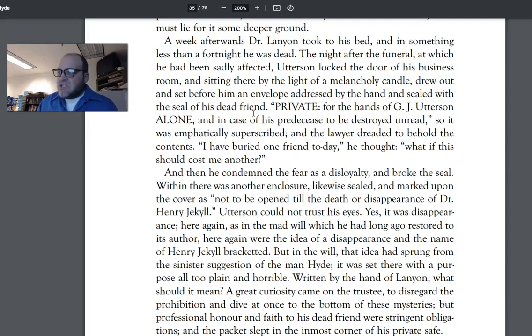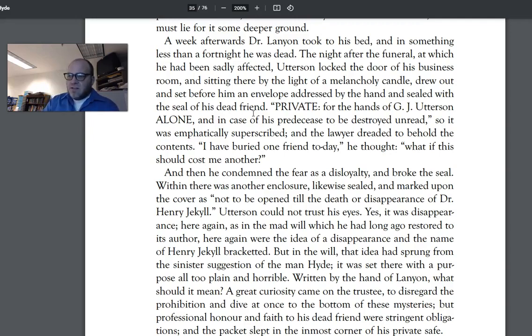Private, for the hands of G.J. Utterson alone, and in case of his predecease to be destroyed unread. So it was emphatically superscribed, and the lawyer dreaded to behold the contents. I have buried one friend today, he thought. What if this should cost me another? And then he condemned the fear as disloyalty, and he broke the seal. Within there was another enclosure, likewise sealed, and marked upon the cover as, "Not to be opened until the death or disappearance of Dr. Henry Jekyll." Utterson could not trust his eyes.